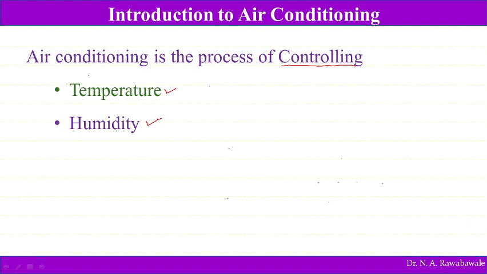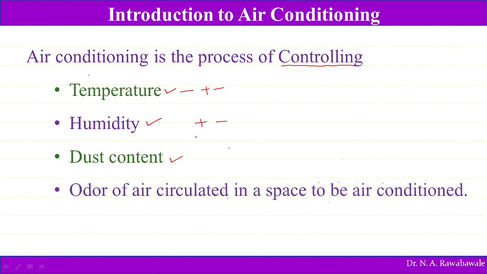Sometimes if air is more humid, it is to be dehumidified. If it is less humid, then the humidification process is to be done. So first we control temperature, either increasing or decreasing it. Second, we either increase or decrease humidity depending on the requirements. Then the third parameter is dust content. The air which is circulated in a closed space may contain some dust particles, and that dust has to be removed. Then the fourth parameter is odor of air.